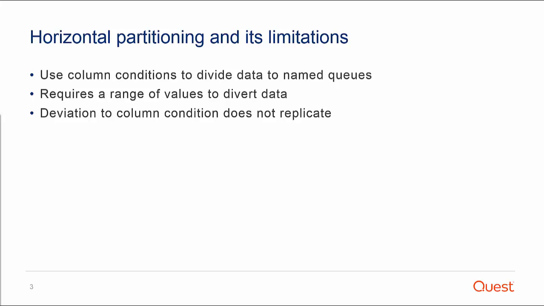Though regular horizontal partitioning helps you move data to different queues and increase performance, it has its own limitations. Usage of regular horizontal partitioning is appropriate only for tables with columns that have a range of values. Any data with a deviation from the column conditions does not replicate to the target.